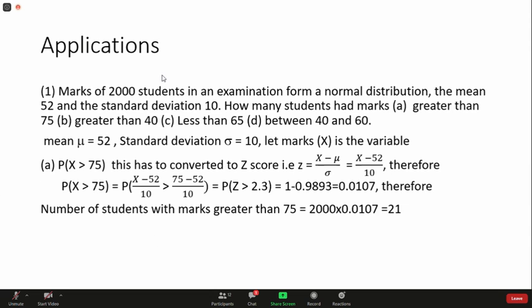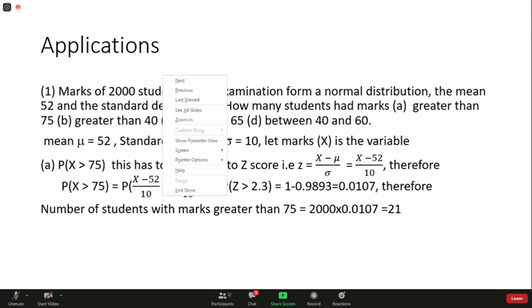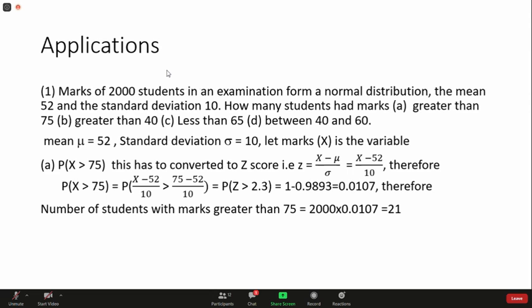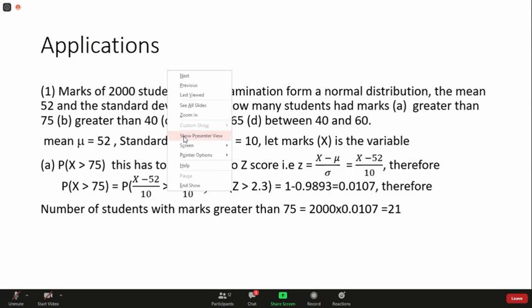See that, just want to get the pointer. Sometimes you can't see the mouse pointer, it's difficult to see. Just do it again. You just want to get the laser pointer so you can see the laser pointer.